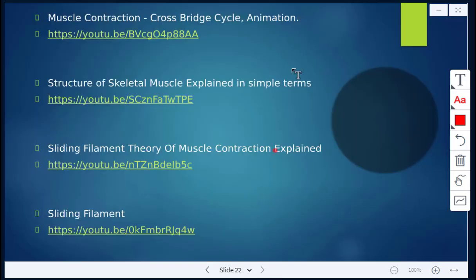All right, so we already watched those first 2 videos. So I'm just going to pause the recording here and we'll play these last 2 videos on the sliding filament theory.